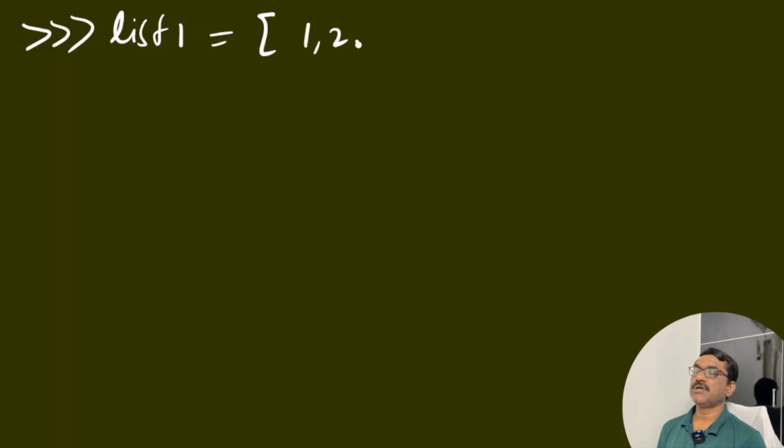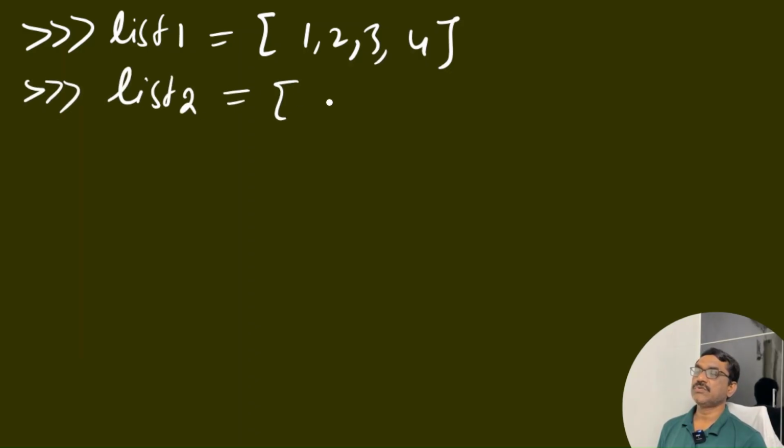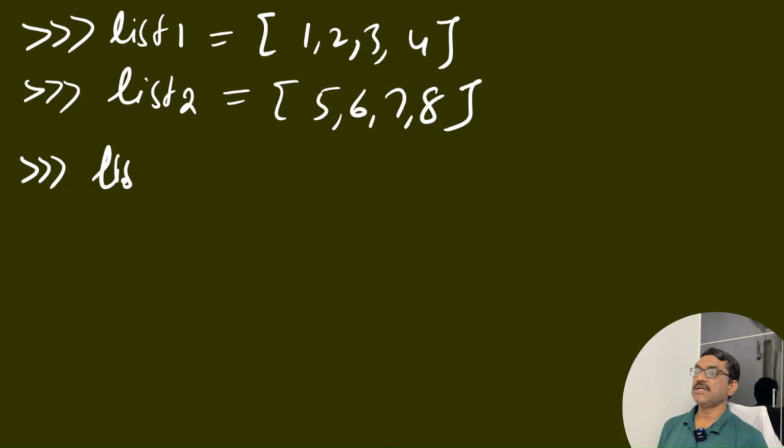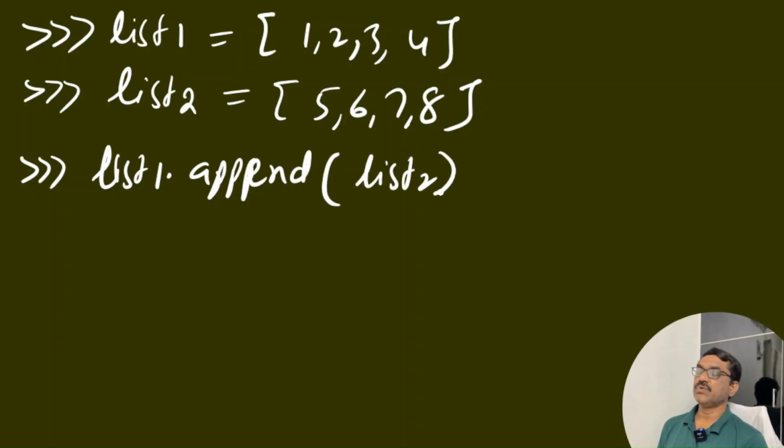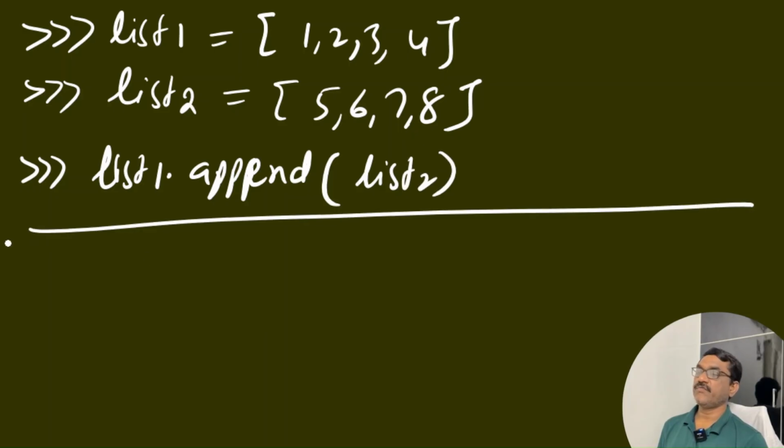To implement this, let us assume that we have a list. Assume that we are taking list 1 is equal to 1, 2, 3, 4. Now assume that there is a list called list 2 is equal to 5, 6, 7, 8. We have two lists. See here, I'm going to say list 1 dot append, and in brackets, if you mention list 2, generally what happens, the configuration looks like this.